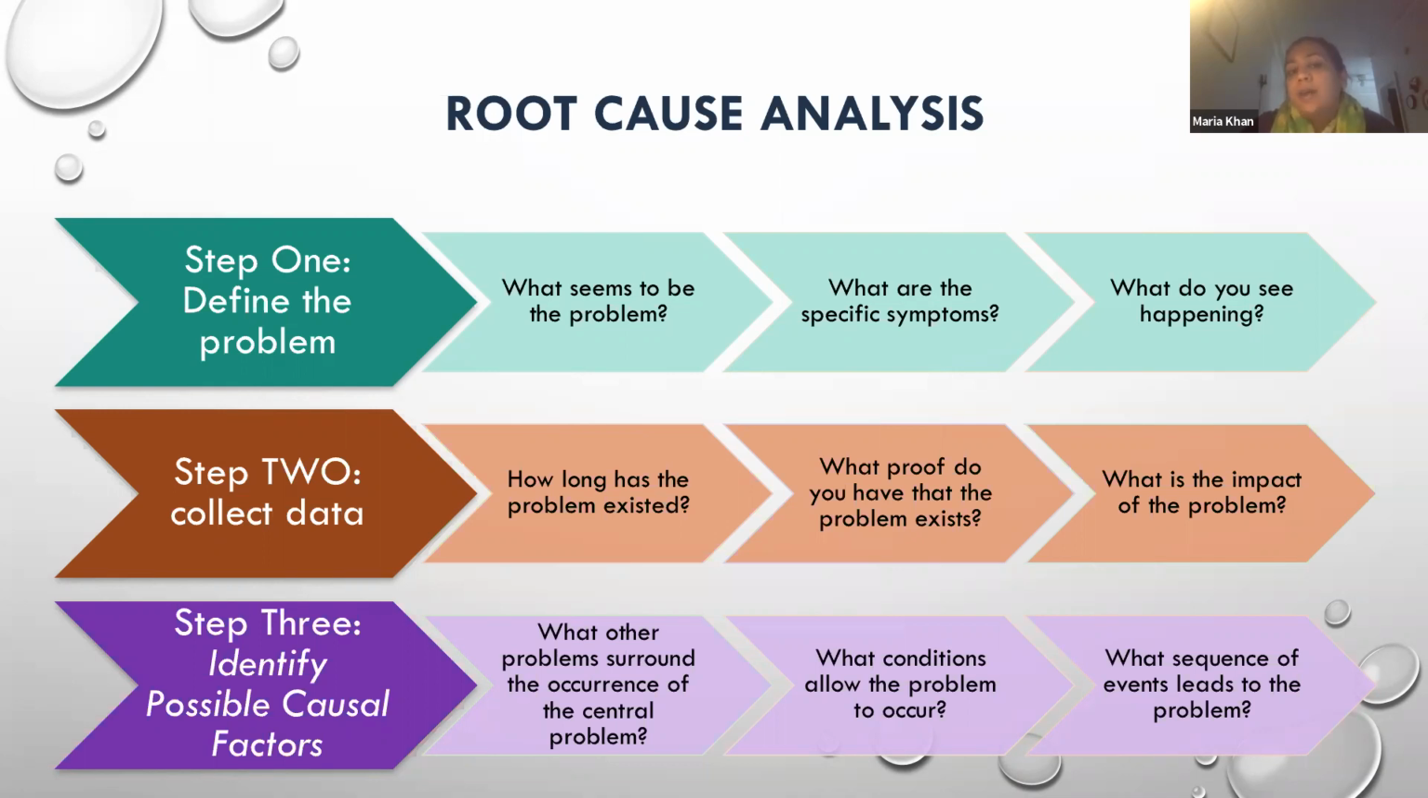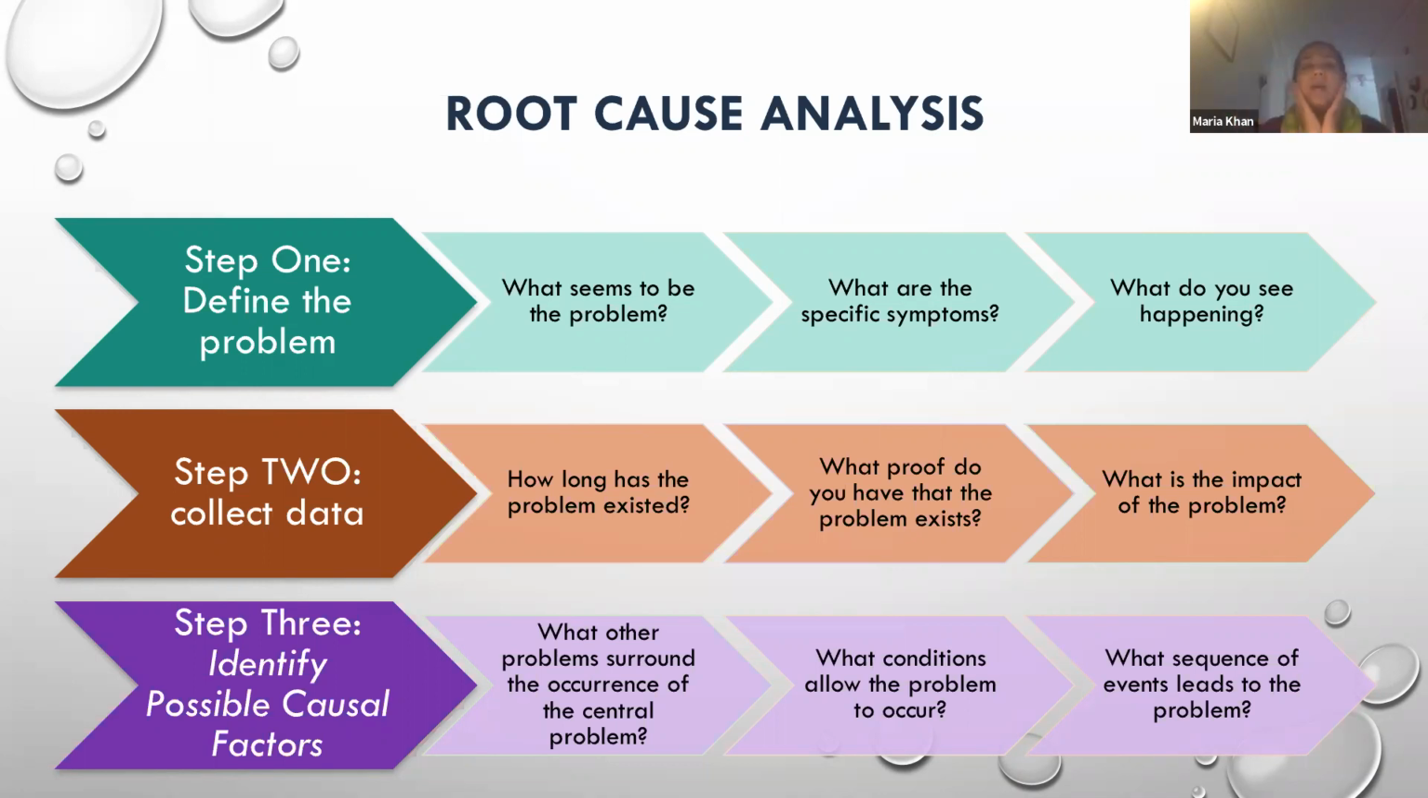And what proof do you have that they exist? Is it the report cards or is it something else? And how has it impacted other things? Then the third step, which is getting to the root cause analysis. The possible causal factors. What are the other problems that surround the occurrence of this central problem? Are there any conditions that allow the problem to perpetuate? And what is the sequence of events that leads to this problem?